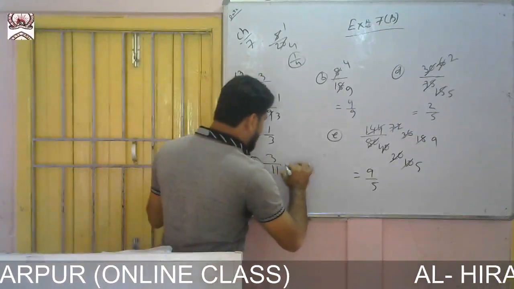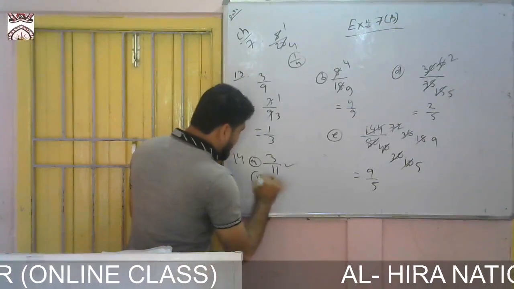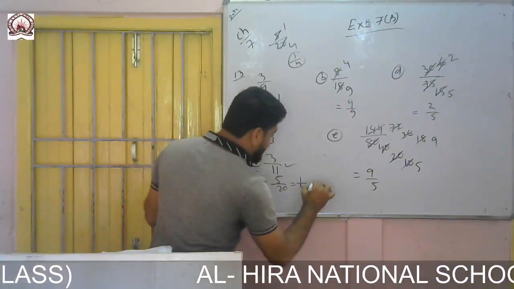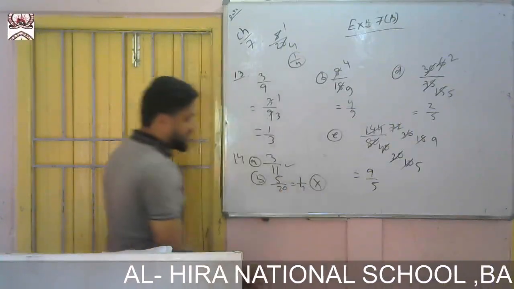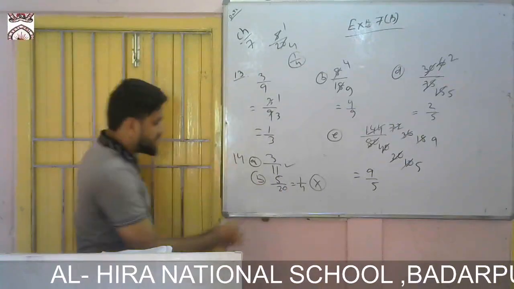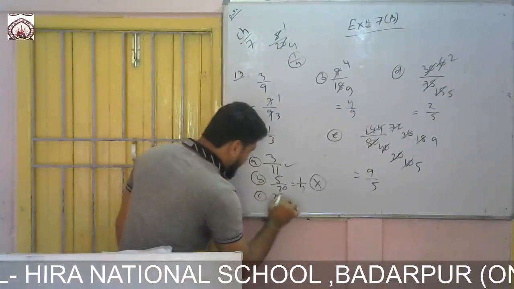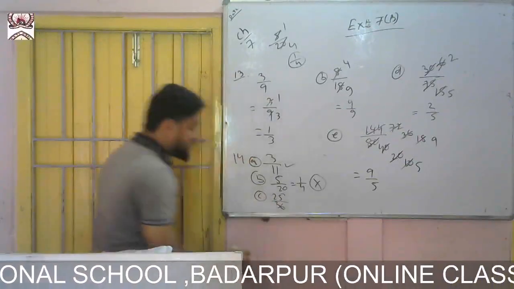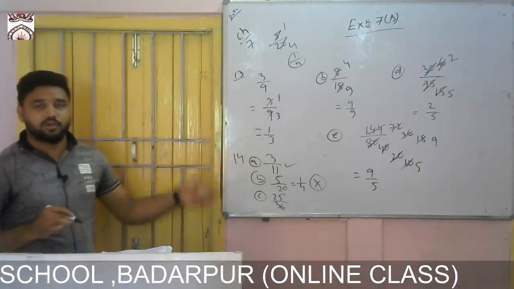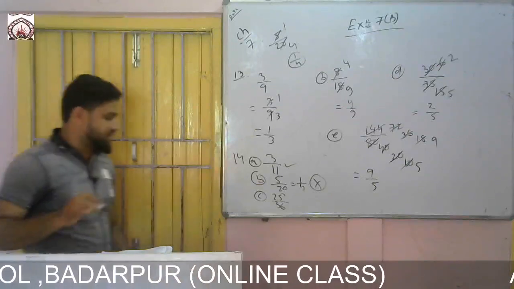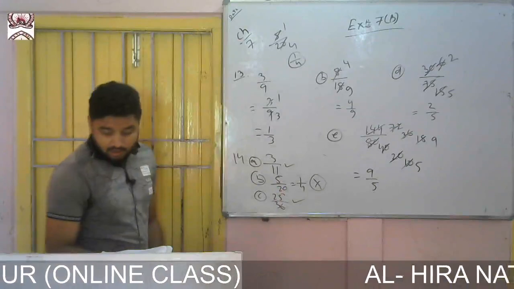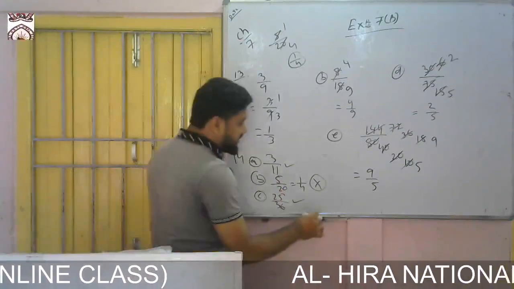So 3 by 11 is in lowest term. Number B, 5 by 20 equals 1 by 4. So it is not in lowest term. Okay. Number C, 25 by 36. Yes, it is in lowest term because 25 and 36 I cannot cancel with the same numbers. So it is in lowest term. Now come to D, 40 by 41.